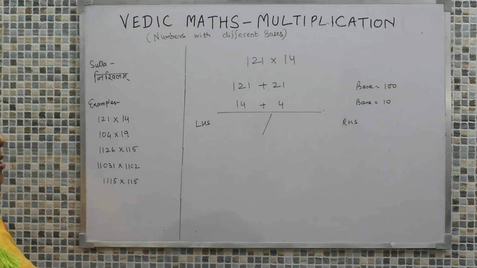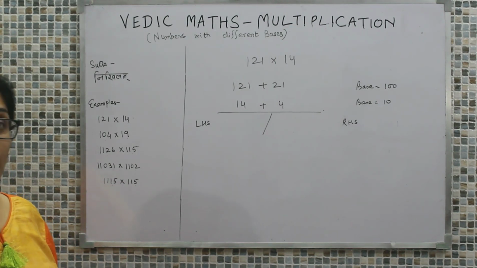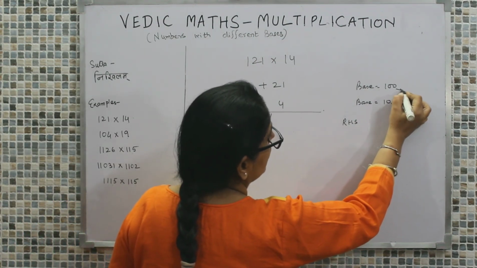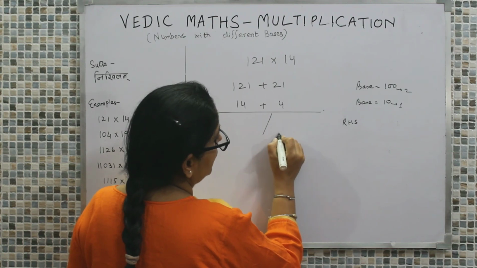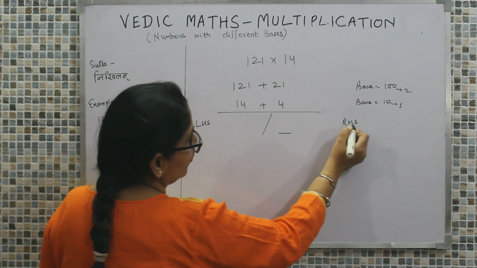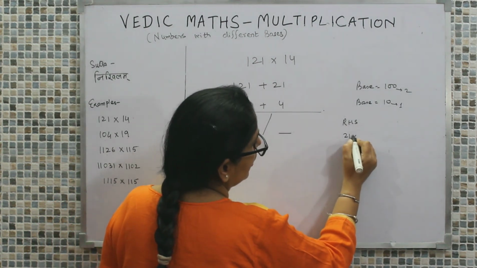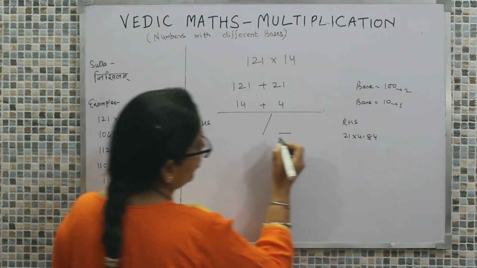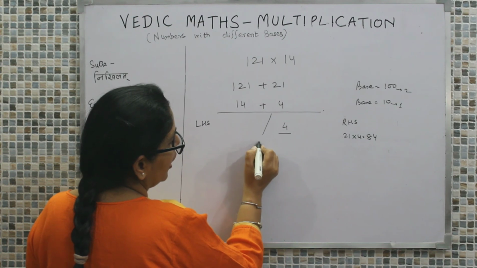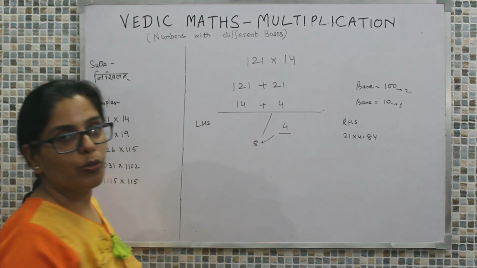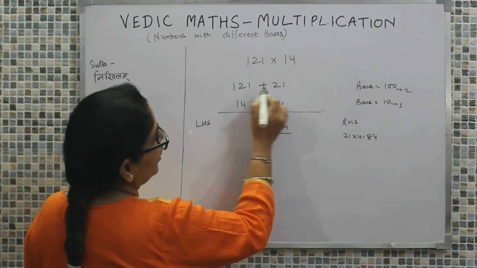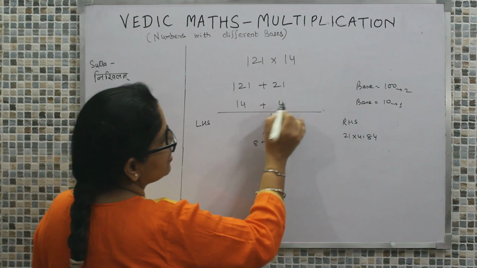Now talking about the RHS, we will be retaining the minimum value of the bases. So here it has a single zero and here it has two zeros. So in the RHS we need to retain only a single place. Let's first solve for the RHS part. We have 21 into 4, so that is 84. Because we have only a single place, we need to write 4 over here and 8 will be the overflow value.